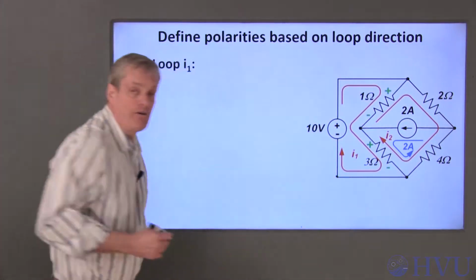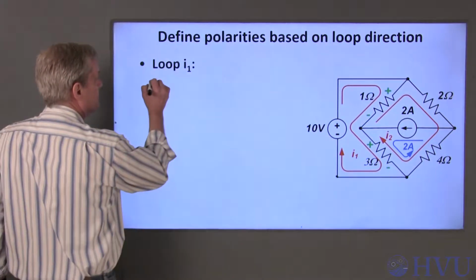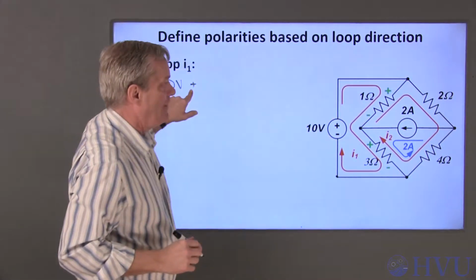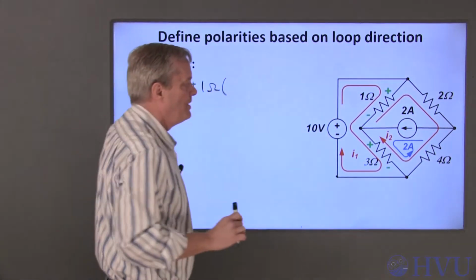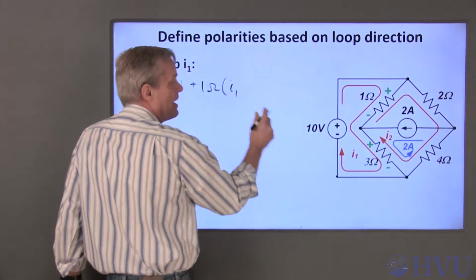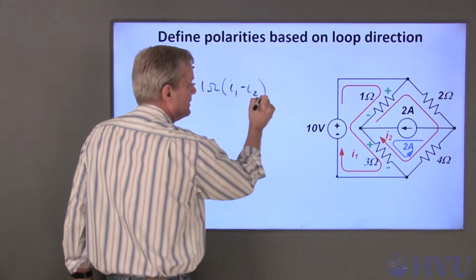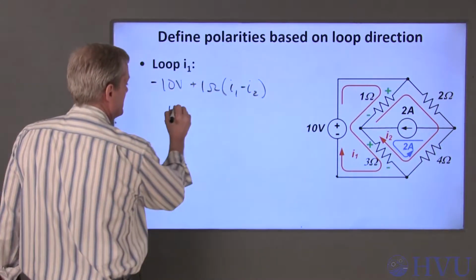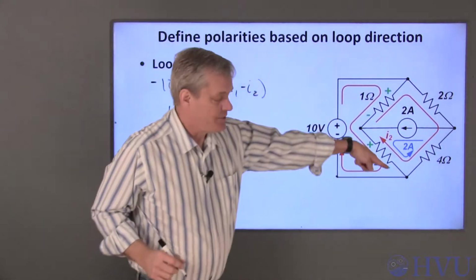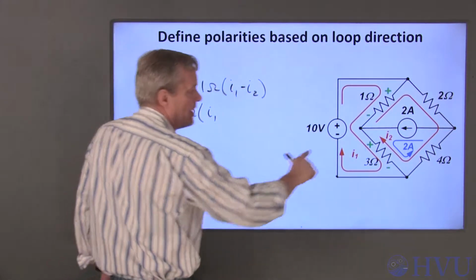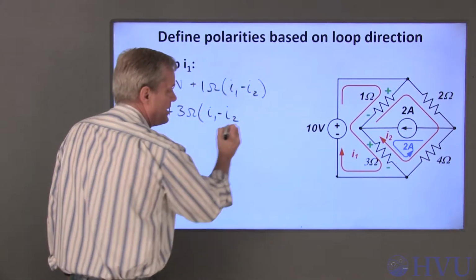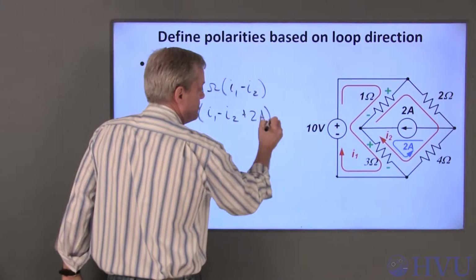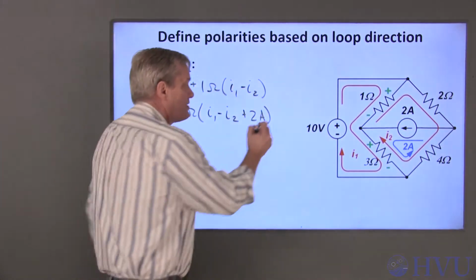If I start down here, this results in a negative 10 volts. The positive terminal of this voltage is seen first, so I add that. Its resistance is 1 ohm. I1 enters the positive terminal, and I2 enters the negative terminal. For the 3 ohm resistor, I still see the positive terminal first. That becomes plus 3 ohms. I1's entering the positive terminal, so it's positive. I2 enters the negative terminal, it's negative. And the 2 amp constrained loop enters the positive terminal, so that becomes plus 2 amps. That brings us back to our starting point, so that sums up to 0.